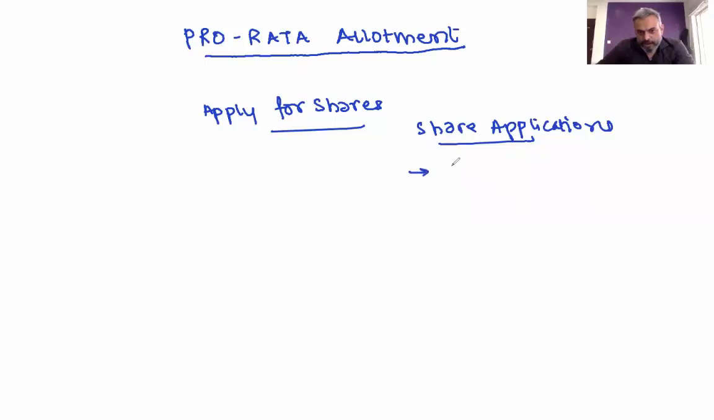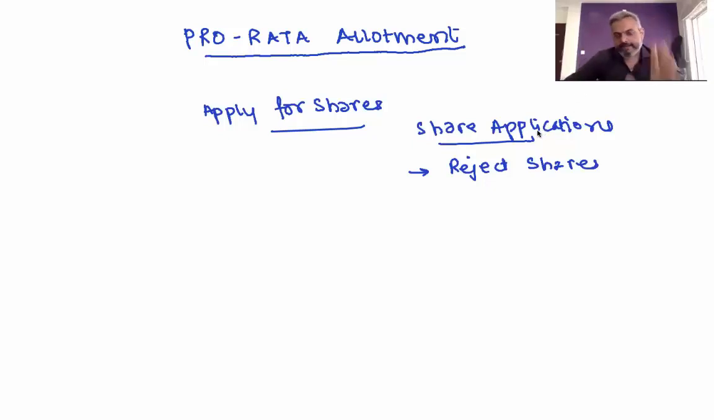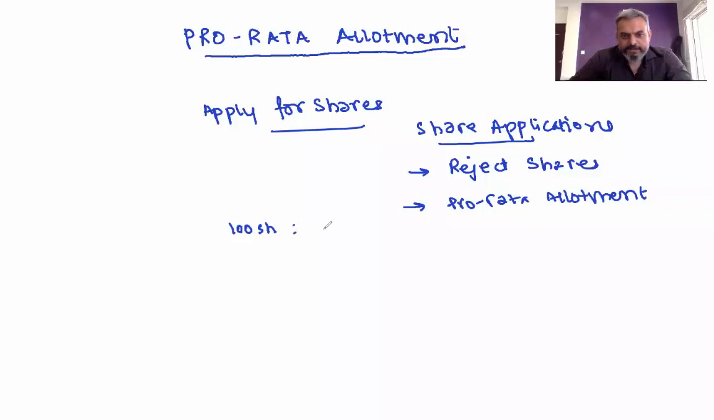Now, what will the company do? The company will first of all outright reject some applications. For example, if I have applied for 100 shares, all my shares are rejected and I will not get anything. Second, the company will go for pro rata allotment. What is this? It means if I have applied for 100 shares, the company will give me 80 shares. So out of every 100 shares applied, the person will receive 80 shares.